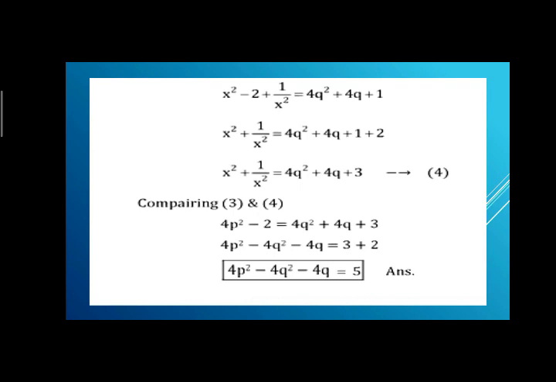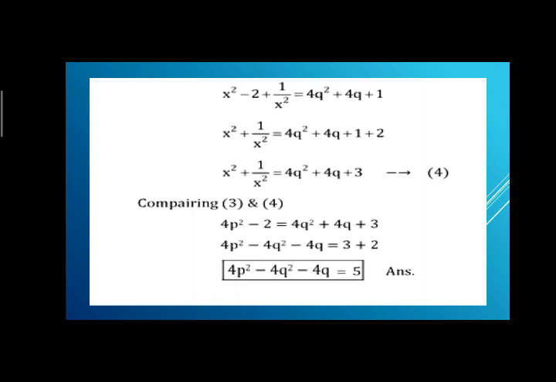Now you just make the left hand side the same as it is in equation number 3, that is x square plus 1 over x square. So shift this minus 2 toward the right hand side. So the left hand side will become x square plus 1 over x square, and the right hand side of equation number 4 is 4q square plus 4q plus 1 plus 2. Adding 1 plus 2 becomes 3. So equation number 4 is x square plus 1 over x square is equal to 4q square plus 4q plus 3. After applying the formula on both equation number 1 and 2, we have two different equations, that is equation number 3 and equation number 4.